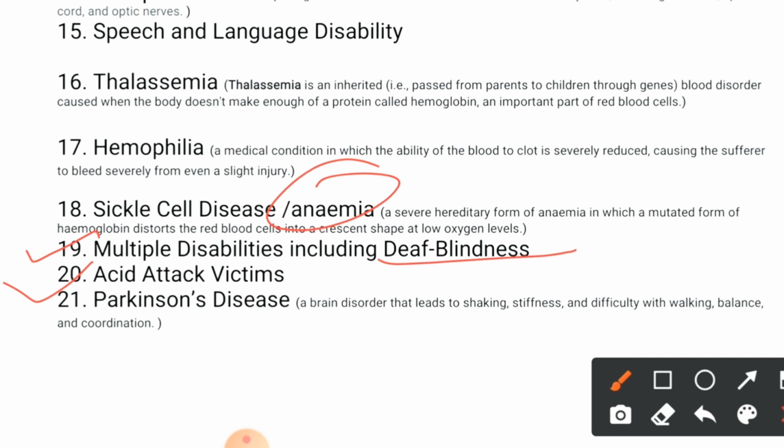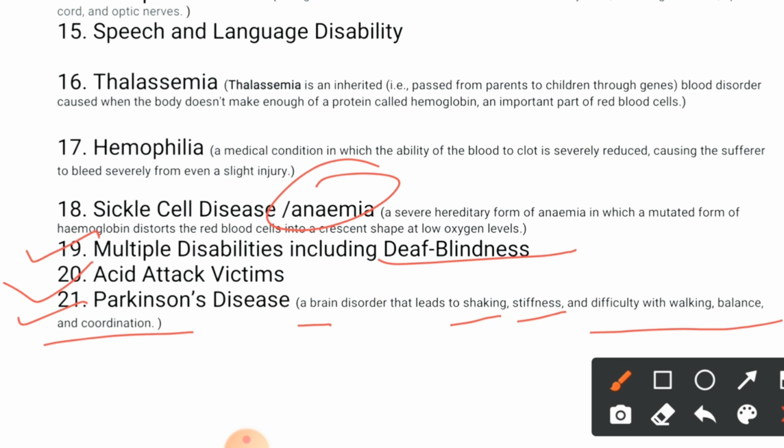Next we have Parkinson's disease. What kind of disease is this? It is a brain disorder that leads to shaking, stiffness, and difficulty with walking, balance, and coordination. There is no proper coordination of the body, so the patient finds stiffness and is not able to move properly. The stiffness always remains, he finds it difficult even to stand, and he needs support while sitting and getting up. This disease is known as Parkinson's disease.